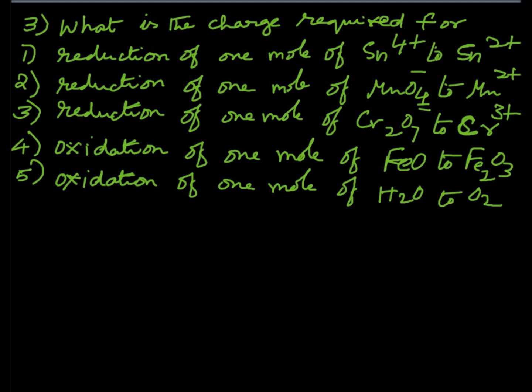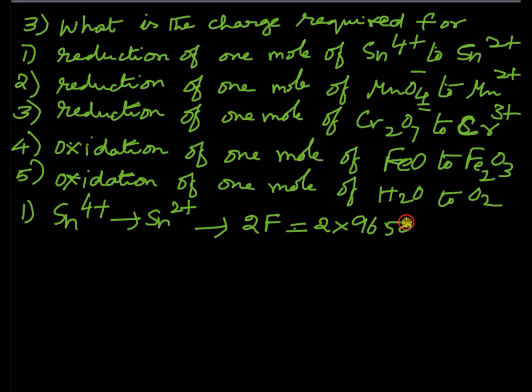In the third problem, you are asked to calculate the charge required for a few reductions and oxidations. We will take up one by one, and I will teach you how to do that. In the first one, it is only reduction of Sn4+ to Sn2+. So, that is simple enough. You know, to reduce 1 mole of Sn4+ to Sn2+, you will be requiring 2 moles of electrons. In other words, 2 Faraday current. So, straight away I will write for the first one, Sn4+ to Sn2+, 2 Faraday. So, that is equal to 2 into 96,500 coulombs. If you are asked to calculate the charge, you have to give the answer in coulombs, not in Faraday.